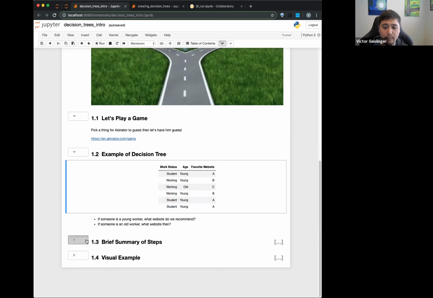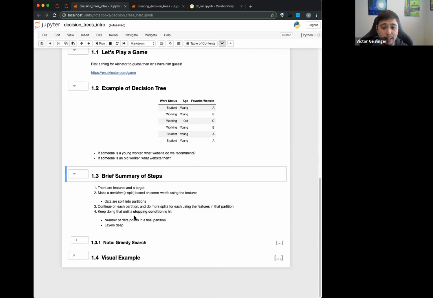Cool. All right. So the way you approach all these decision trees, this is basically what's going to happen. You say there are a bunch of features and a target, right? You say, okay, what's your favorite website? A, B, or C, or whatever the classification is. Your target is saying what class it is. Then you make a decision, based on some metric using the feature. So essentially you say, okay, students go all to the left, working goes to the right, you split those off. Essentially you just make a decision on what to split on.